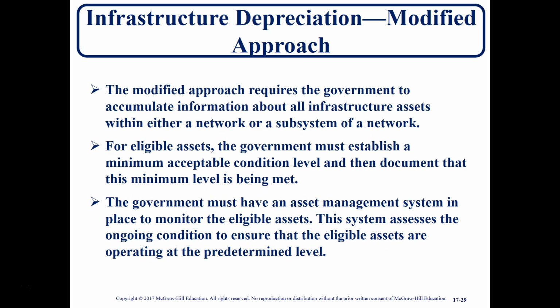So in the modified approach, we require the government to accumulate data about all infrastructure assets within either a network or a subsystem of a network. For eligible assets, the government must establish a minimum acceptable condition level and then document that this minimum level is being met. The government must have an asset management system in place to monitor the eligible assets. This system will assess the ongoing condition to ensure that the eligible assets are operating at the predetermined level.